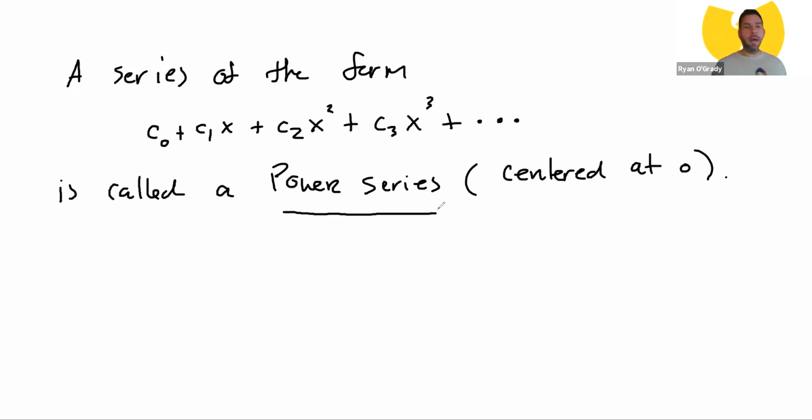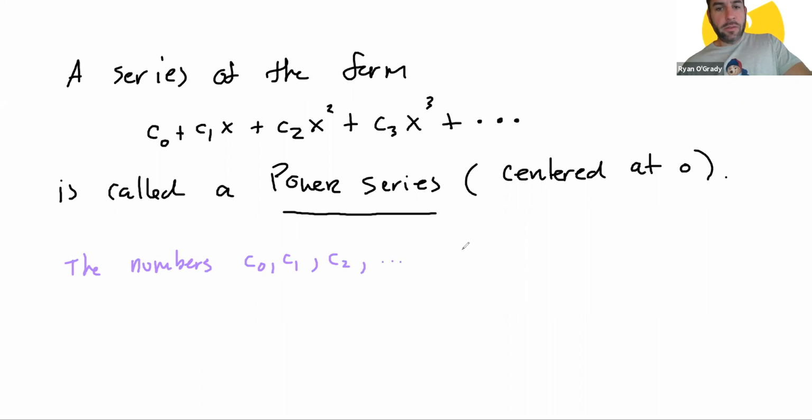So why do we call this a power series? This is one thing that you just need. Don't get worked up over this. The numbers c0, c1, c2, etc. These are called, as you've called them before since you were in algebra class, coefficients.